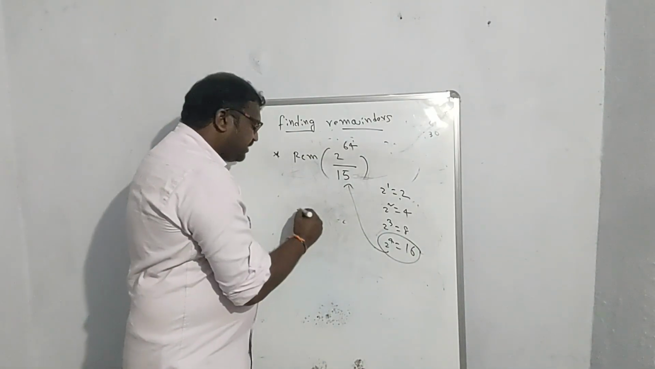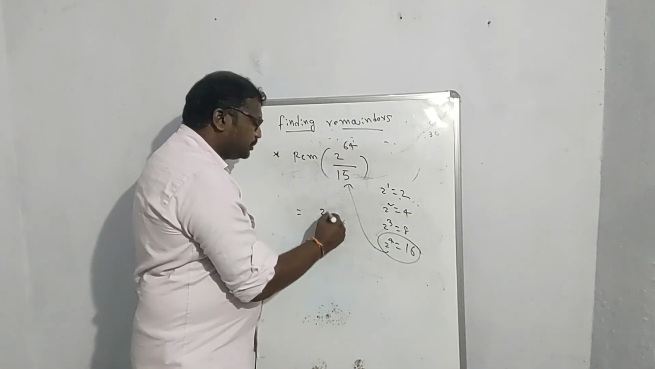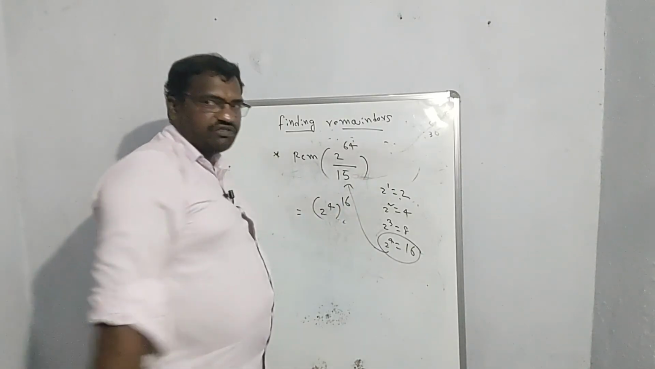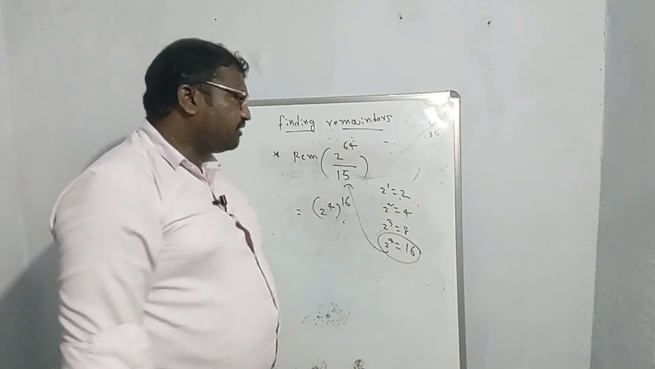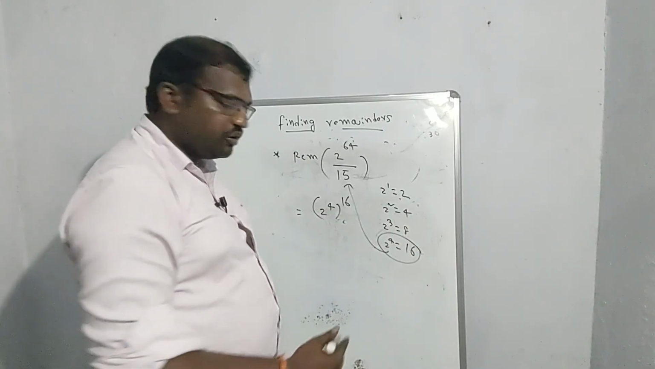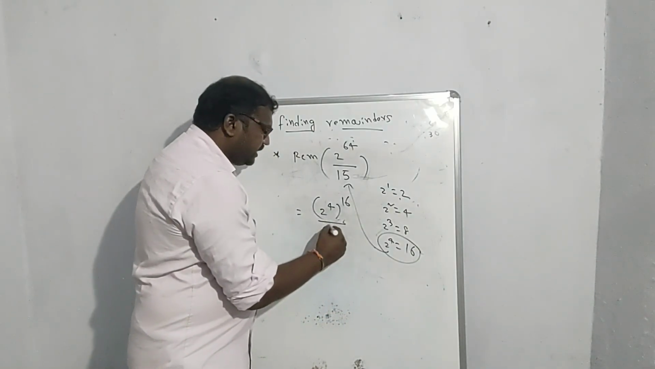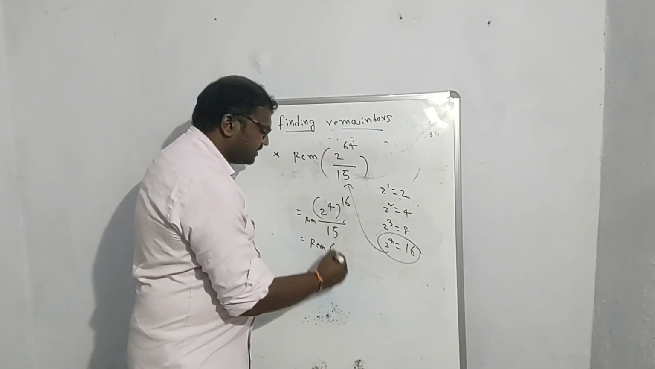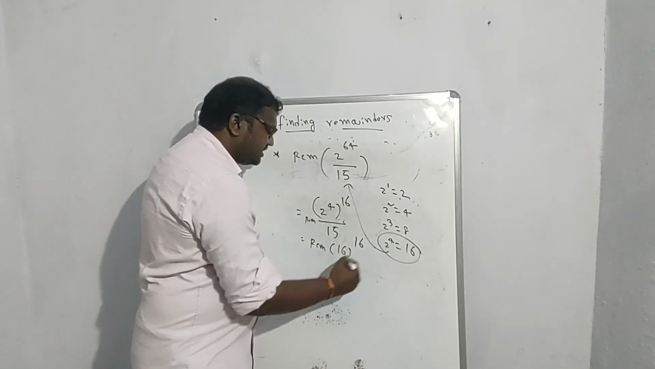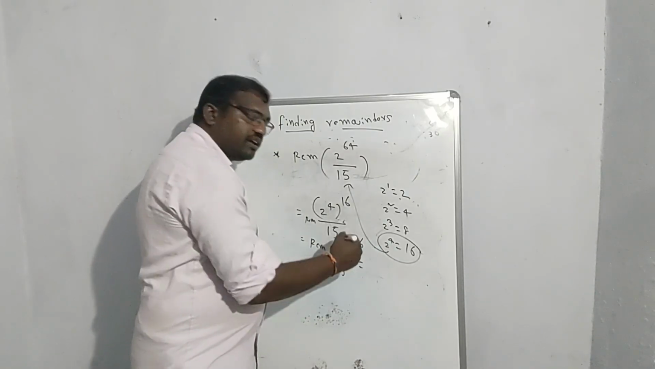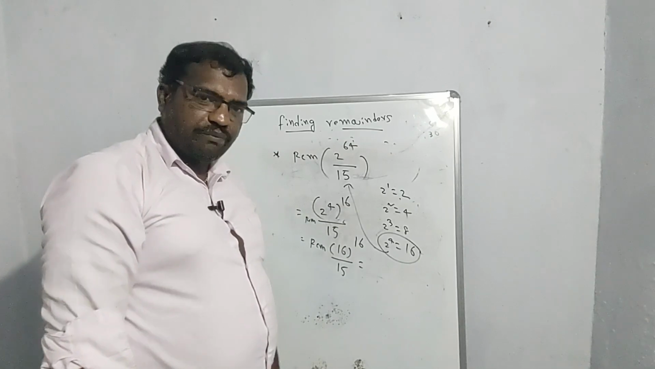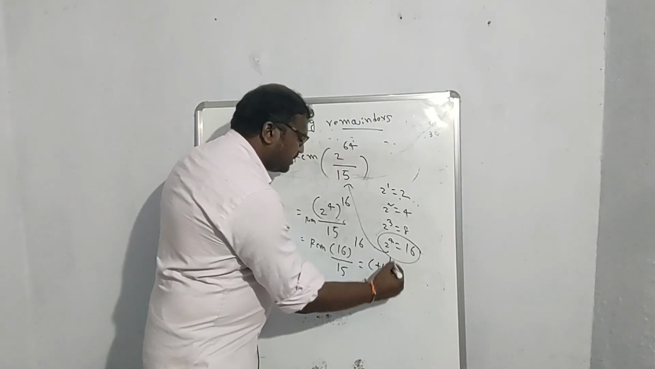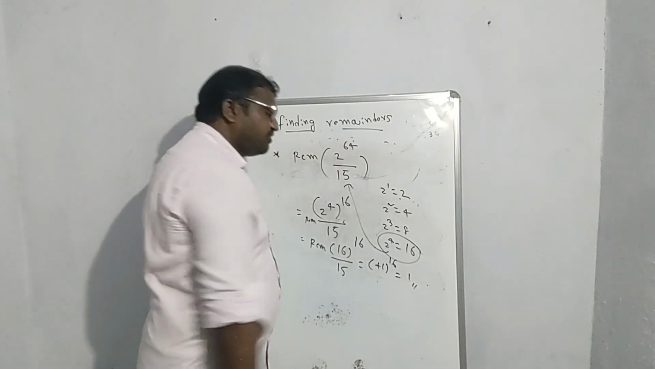Here I have to convert the numerator into 2 power 4 whole power 16. So 4 into 16 is how much? 64. I split the power as 2 power 4 whole power 16, divided by 15. Here 2 power 4 means 16, so 16 power 16 divided by 15. The numerator is more than the denominator by 1, so plus 1 power 16 is how much? 1. 1 is our answer.